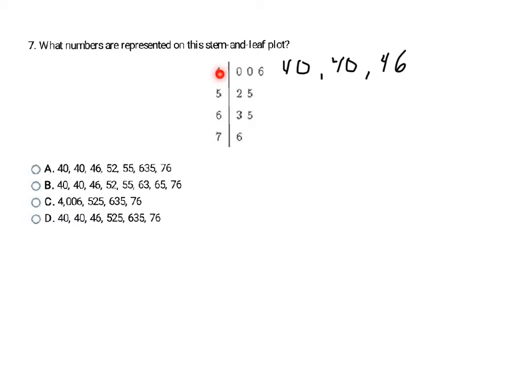So this is basically saying I'm going to put a 4 in front of each of these digits. I'm going to put a 5 in front of each of these digits to get 52 and 55. I'm going to put a 6 in front of the 3 and the 5 and get 63 and 65. Then I'm going to put a 7 in front of the 6 and get 76. And then the only choice that has all 8 of those numbers is going to be choice B.